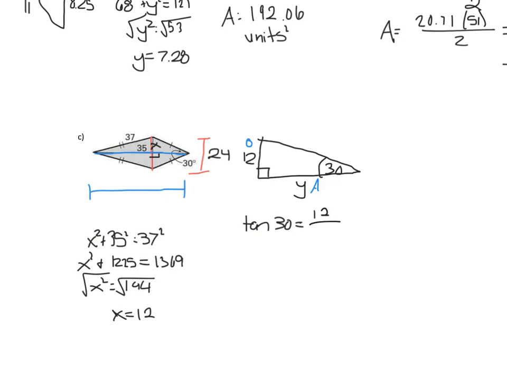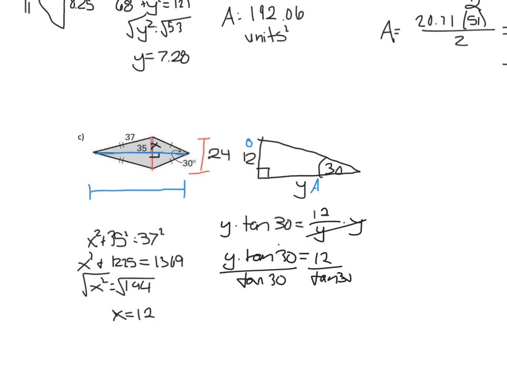Over my adjacent, which is Y. Multiply both sides by Y. So I've got Y times the tangent of 30 is equal to 12. Y is not quite by itself, so divide both sides by the tangent of 30. So Y is equal to 12 divided by the tangent of 30, which I got 20.78.